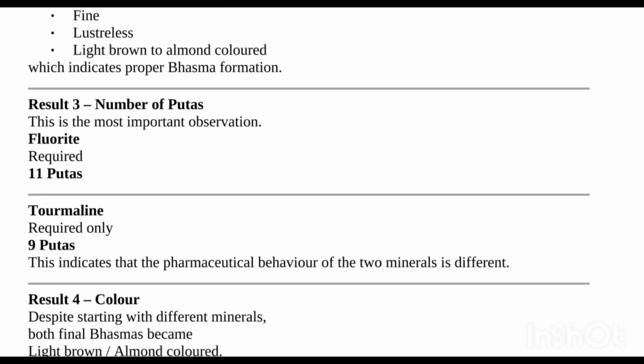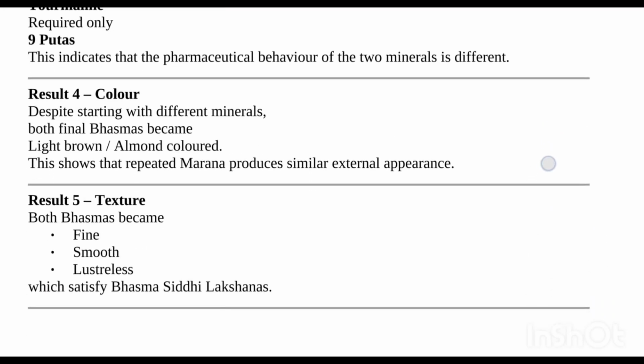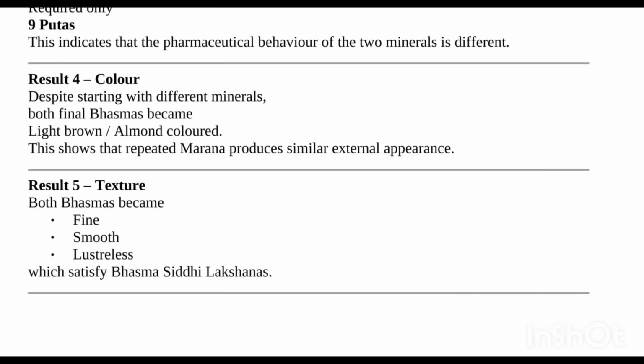In result 3, number of puttas, this is the most important observation. Fluoride requires 11 puttas and tourmaline requires only 9 puttas, which indicates that the pharmaceutical behavior of the two minerals is different. In result 4, colors, despite starting with different minerals, both final bhasmas became light brown and almond color.